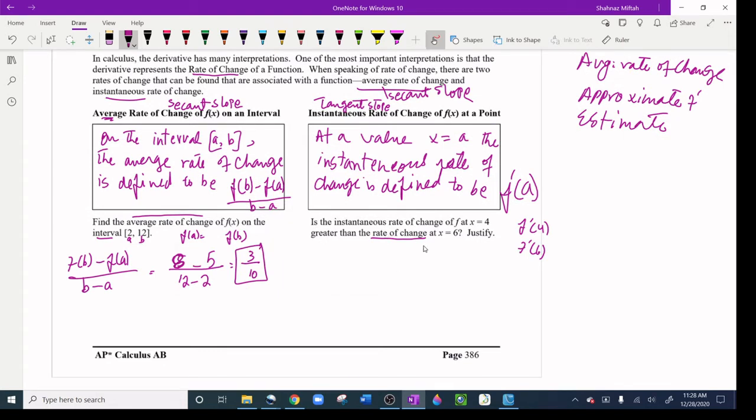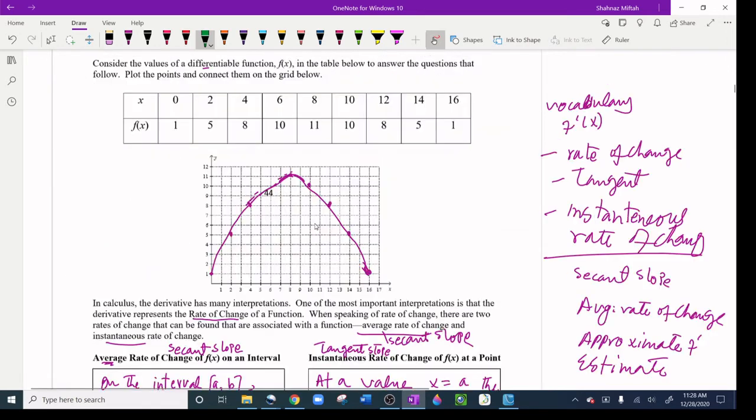Is the instantaneous rate of change of f at x equals 4 greater than the rate of change at x equals 6? Justify. So this instantaneous rate of change means f prime 4, and the rate of change at 6 means also f prime 6. So let's try a tangent slope at f prime 4 first. I'm going to draw with a different color.